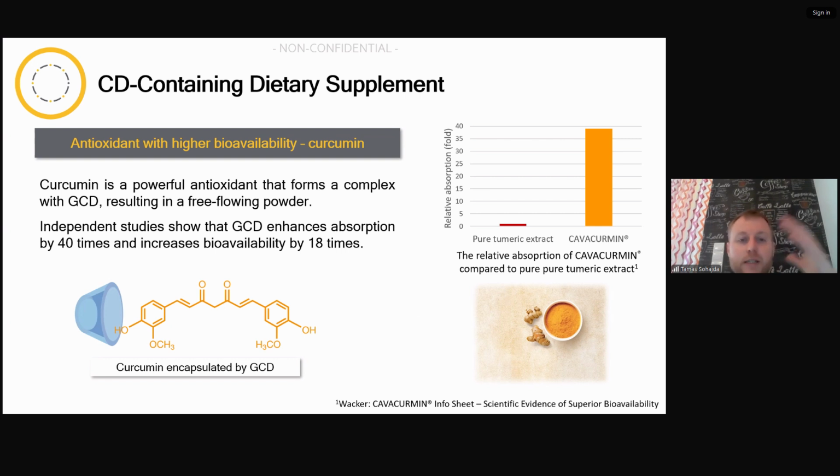And here you can see that the gamma cyclodextrin complex enhances the absorption 40 times compared to the naked curcumin, and the bioavailability 18 times compared to the naked ingredient.